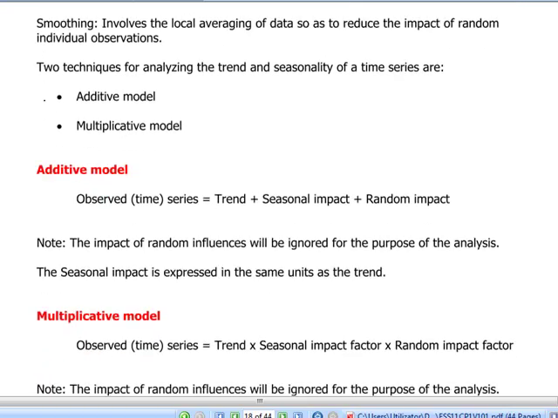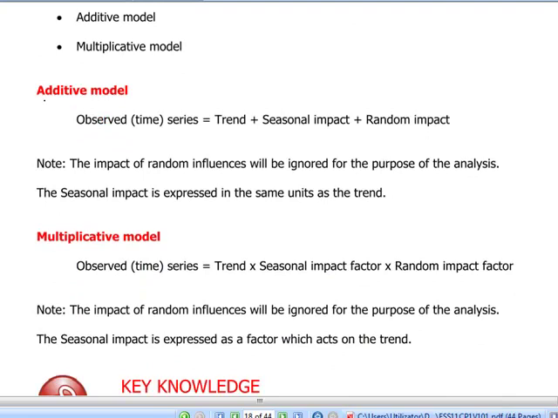Let's look at the additive model. The additive model is talking about the observed series as constituting a trend plus a seasonal impact plus a random impact. The random impact is simply part of reality. It's what we call the noise in a set of variables. It's something that doesn't have a systematic element to it. And in the numerical exercises presented in this paper, the random impact can be essentially ignored because it's not quantifiable, and we'll be focusing on trend and seasonal impact.